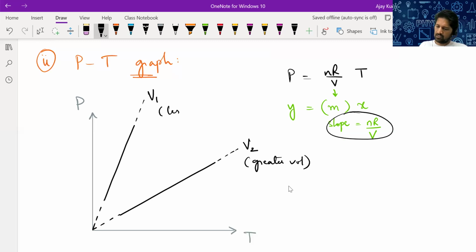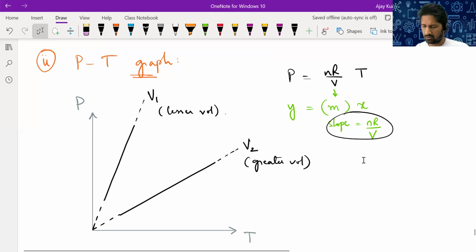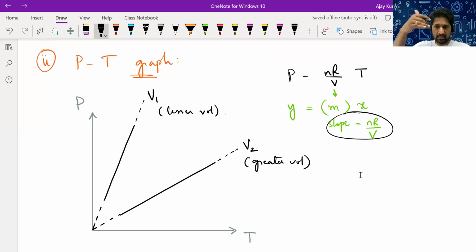Okay, V1 must be lesser volume. So based on graphs, you should be able to tell which was carried out under which conditions. Such questions are quite common. So understand the approach. If you want to comment on which volume is greater, you need to know the relation between pressure and temperature, the formula or the equation between them.